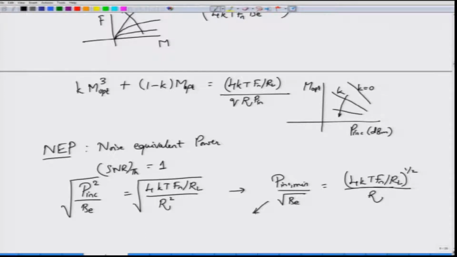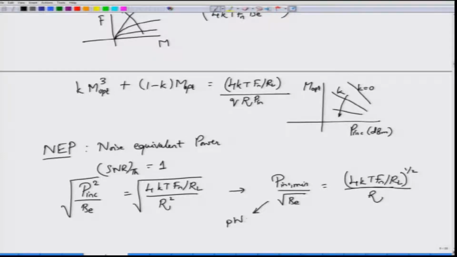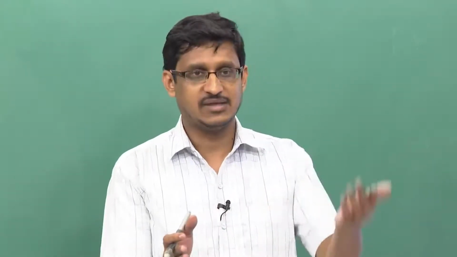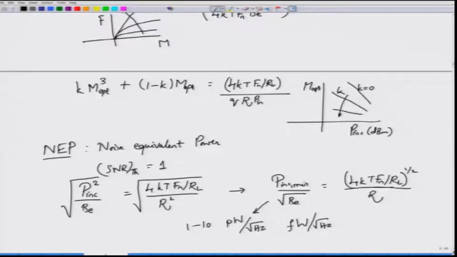This quantity on the left hand side, which represents the minimum optical power per square root bandwidth, is typically measured in picowatt per square root hertz. The typical values are anywhere between 1 to 10, although some very good photodiodes have reached the range of femtowatt per square root hertz. If you know the total bandwidth of your circuit, then take the square root of the bandwidth, multiply it by the NEP, and that tells you the minimum optical power necessary to make the signal to noise ratio equal to 1. If I have a bandwidth of 1 gigahertz, I take the square root of that and multiply it by this 1 picowatt per square root hertz term.